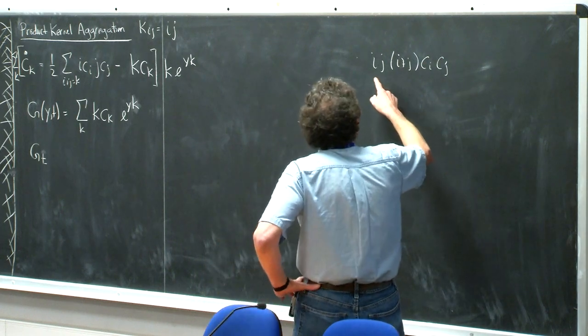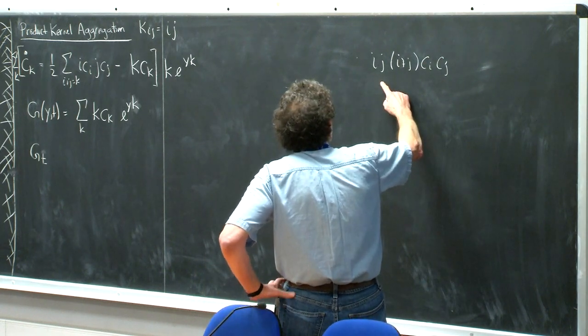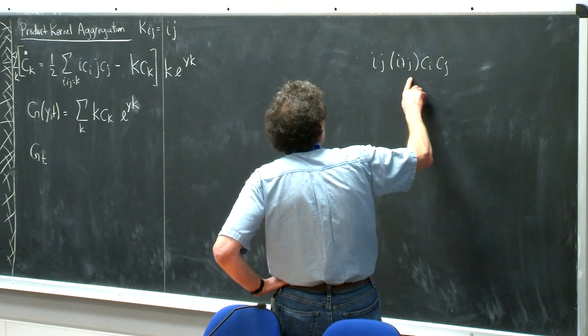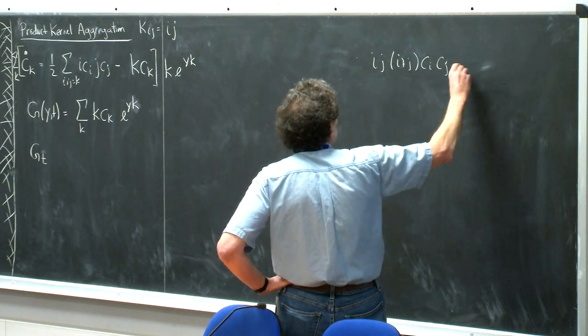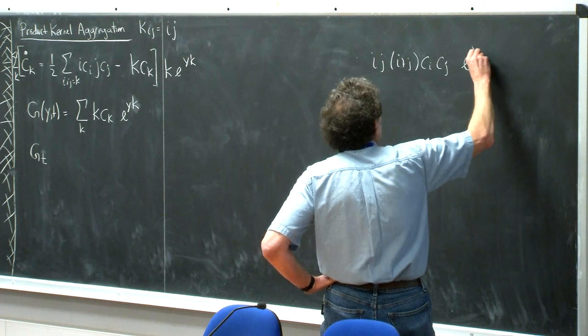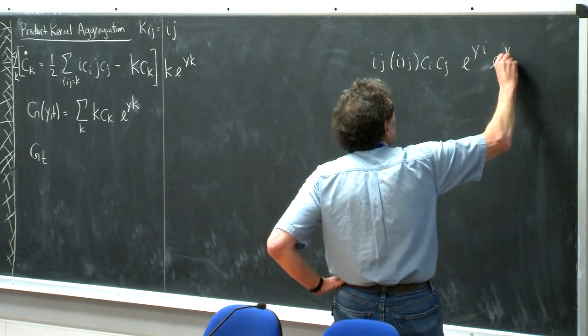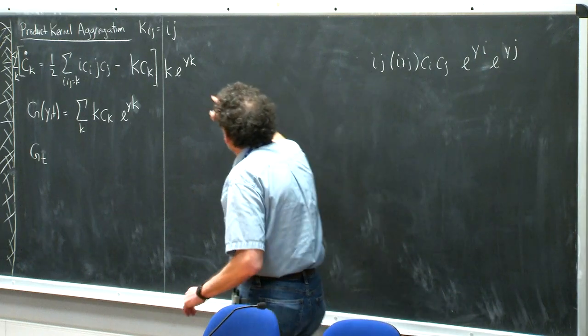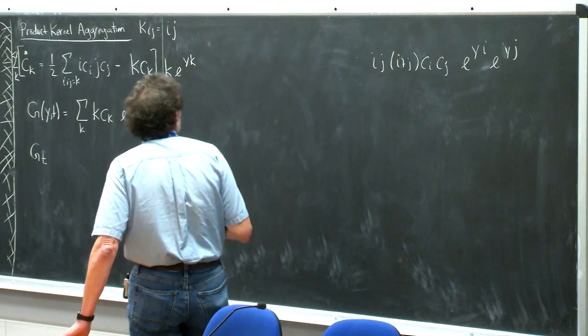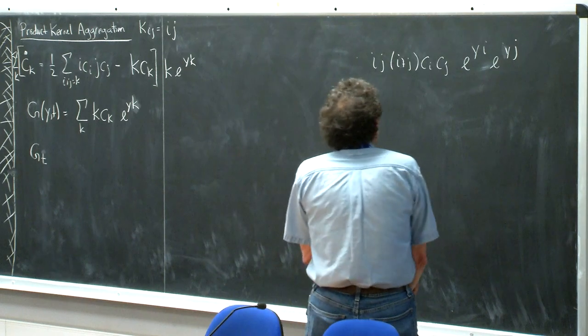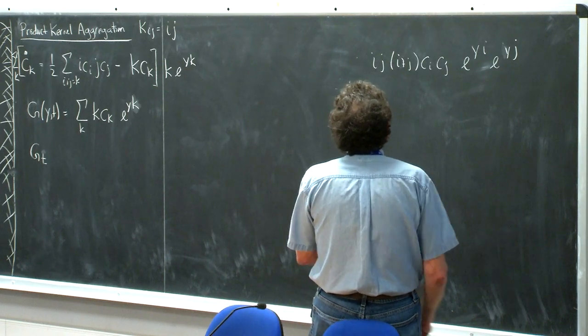And so, let's see what I have here. And then I have times e to the yi, e to the yj, because I have e to the yk, but k is equal to i plus j. Okay, so let's see what we can do with this.